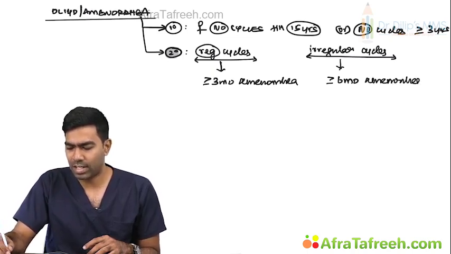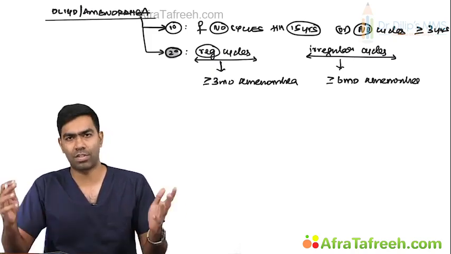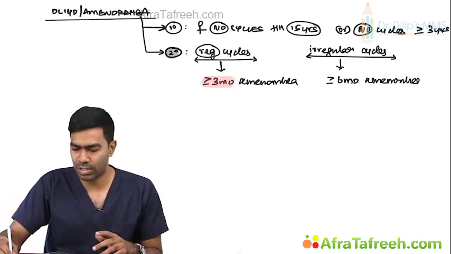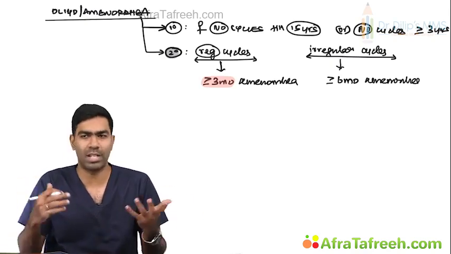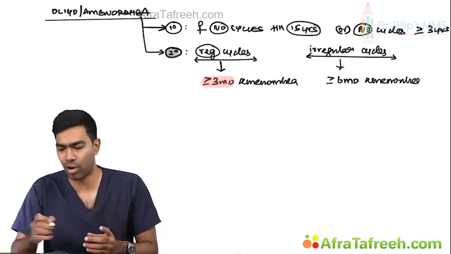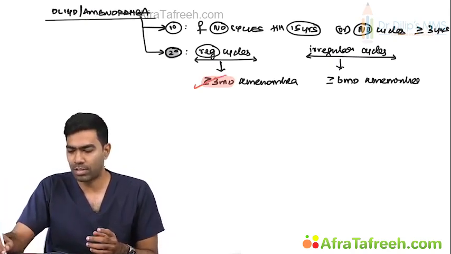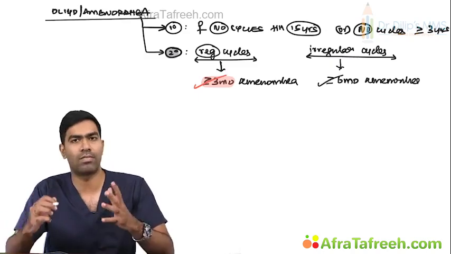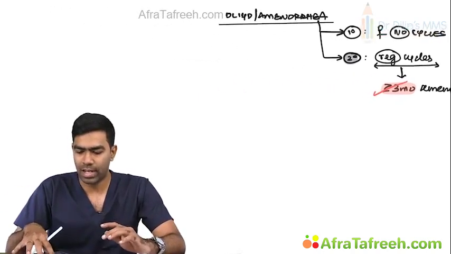So in general, whenever in the exam you get the definition of secondary amenorrhea, you can go for 3 months as the answer, which means in the exam, the examiners assume any girl to have a regular cycle by default. But anyway, these 3 months and 6 months are very, very important from the secondary amenorrhea perspective.